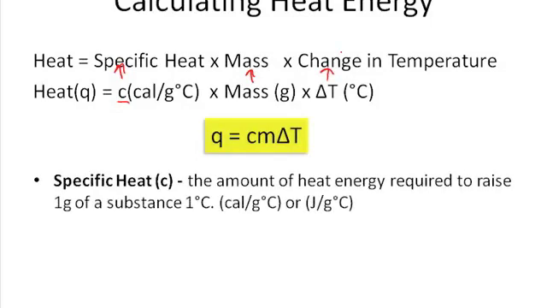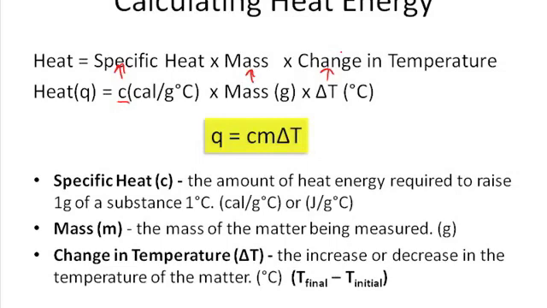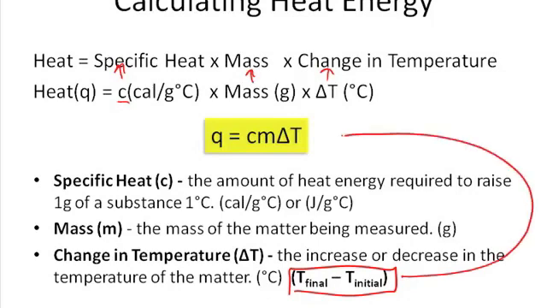Okay. So again, specific heat is the amount of heat required to raise 1 gram of substance by 1 degree Celsius. Mass is the amount of matter being measured, and we always measure mass in grams. And change in temperature is the increase or decrease of temperature of that matter, and we use T final minus T initial. Okay? T final minus T initial is equated to delta T.